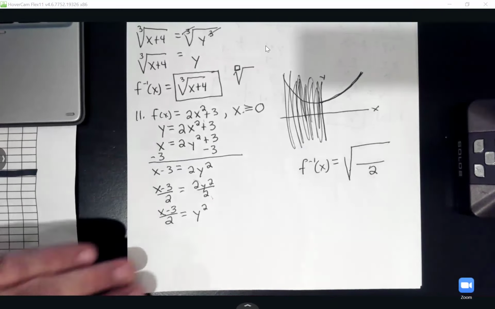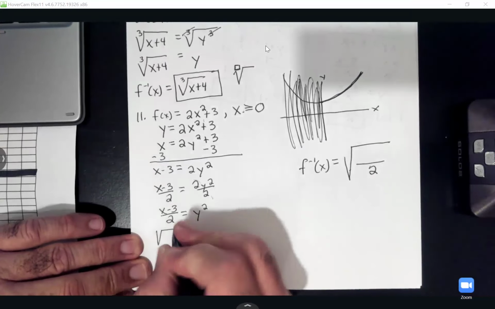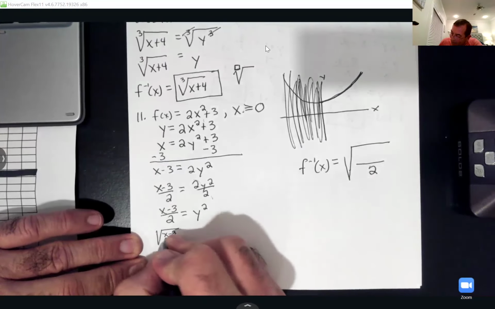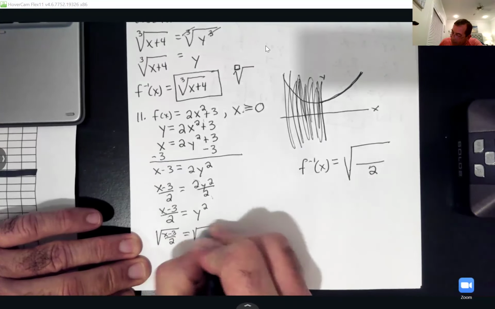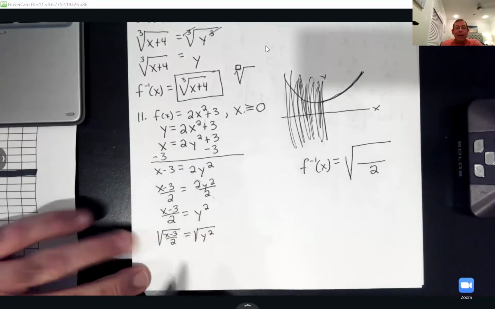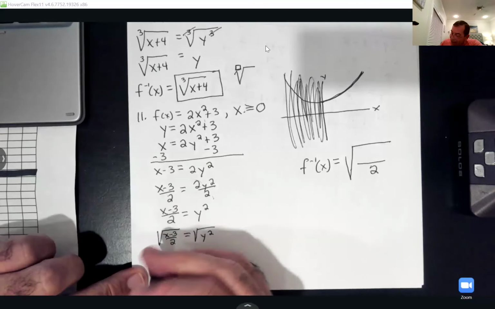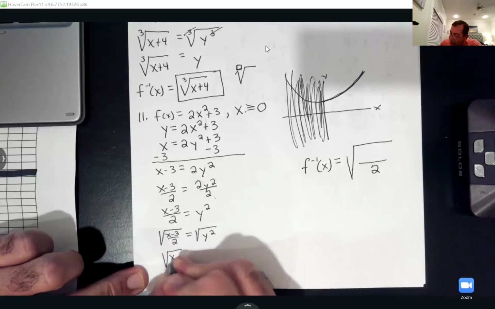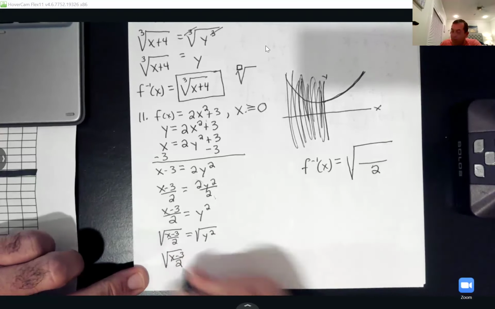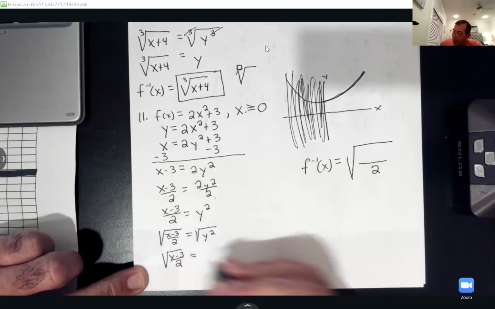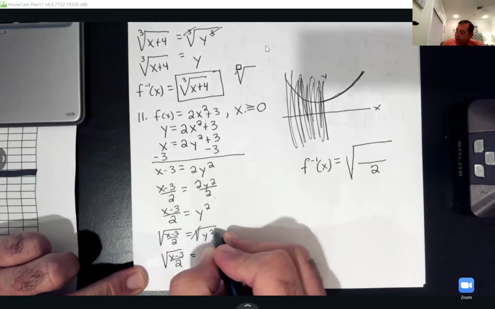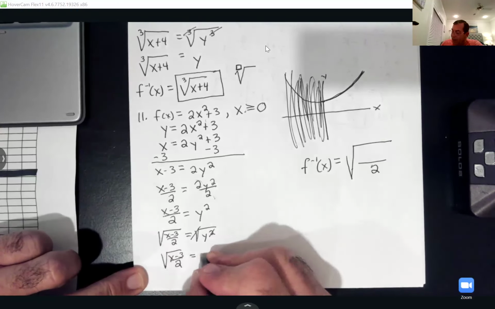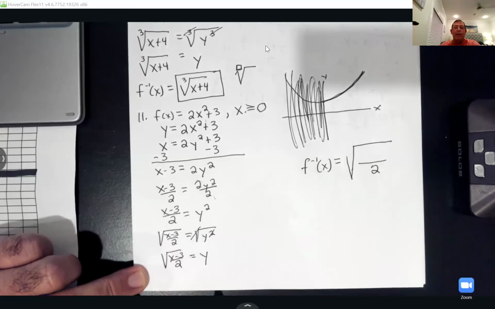Now you square root it. Now we're going to square root it. There you go. And we can't do nothing to that, so that's going to stay a square root of x minus 3 over 2. But now this radical cancels with that exponent, leaving me my y.